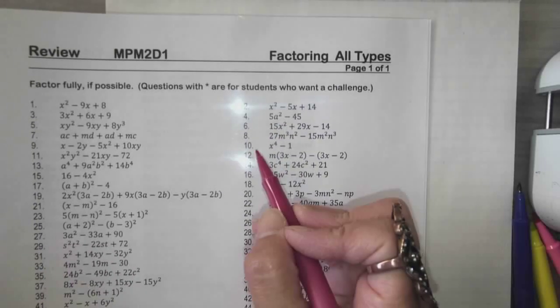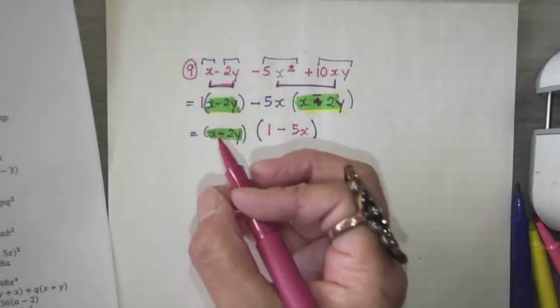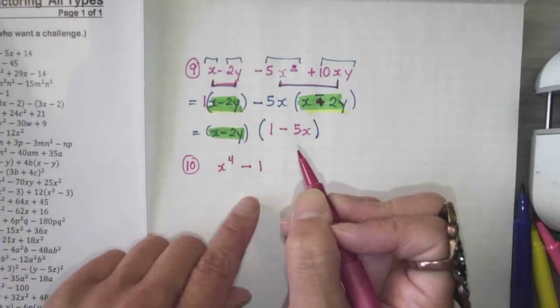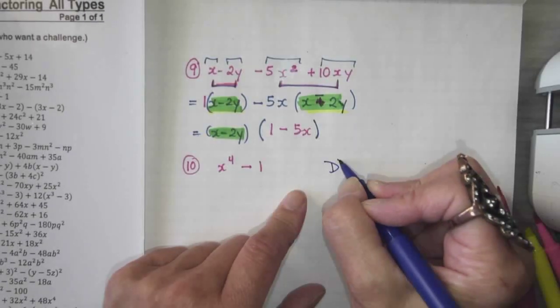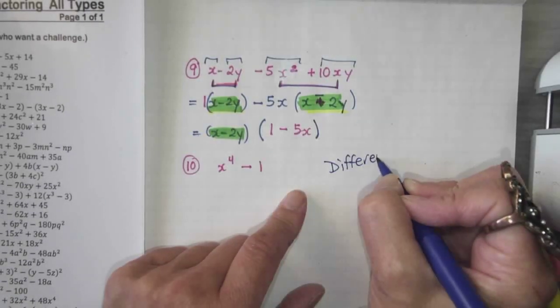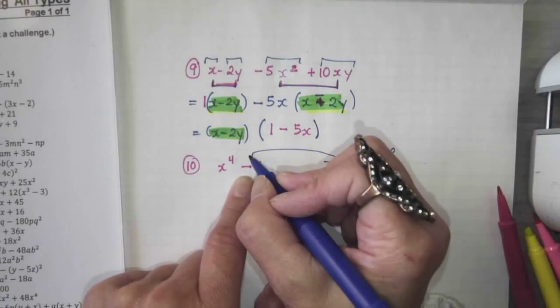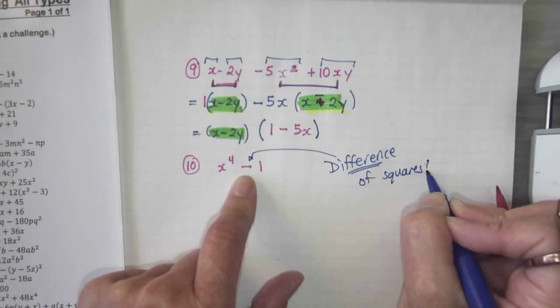All right, then when I look at the next question, number 10, it's x to the 4 minus 1. So as soon as I see 2 terms with a minus in between, I think to myself, maybe this is the difference, which means minus, right? Minus of squares.